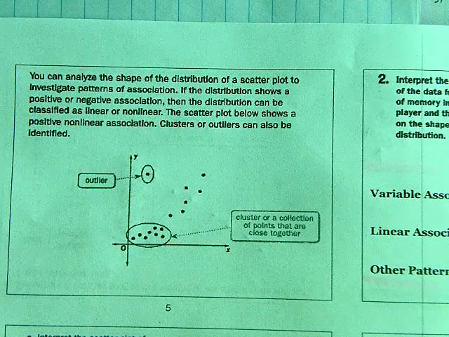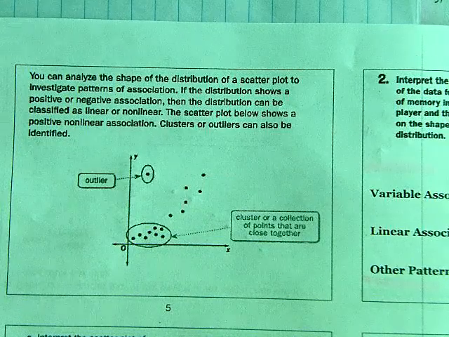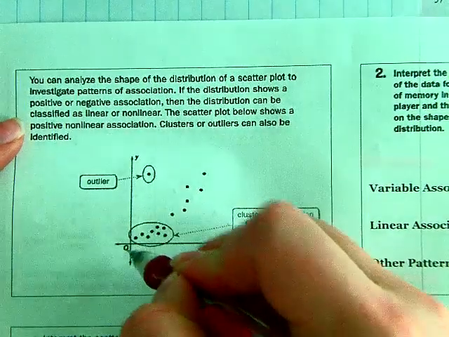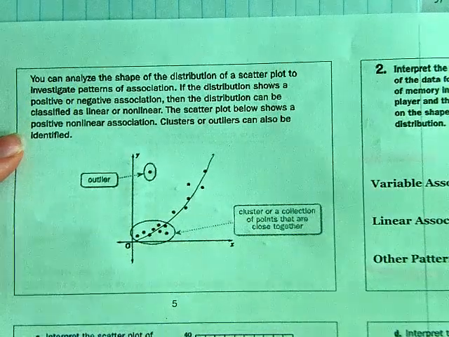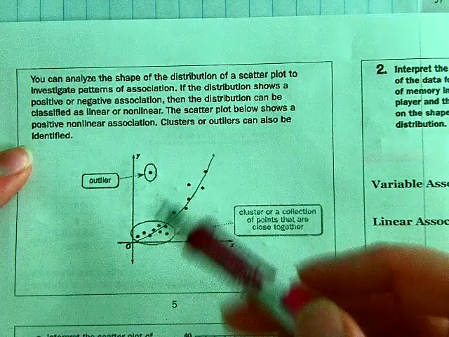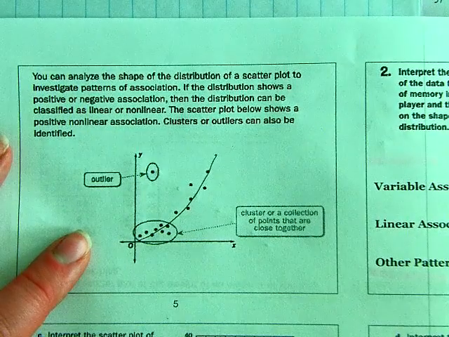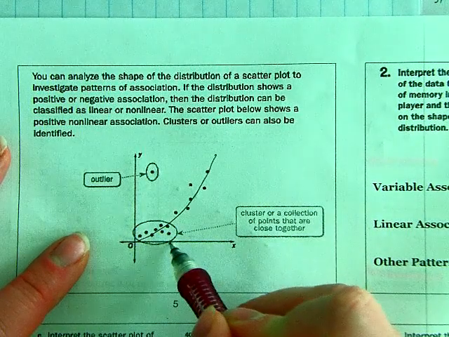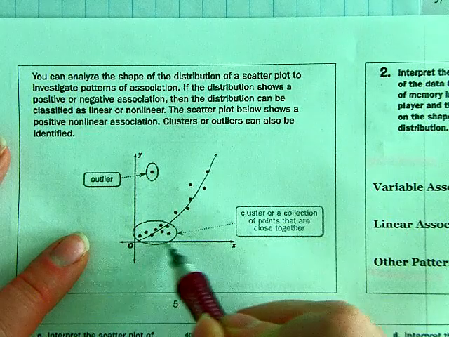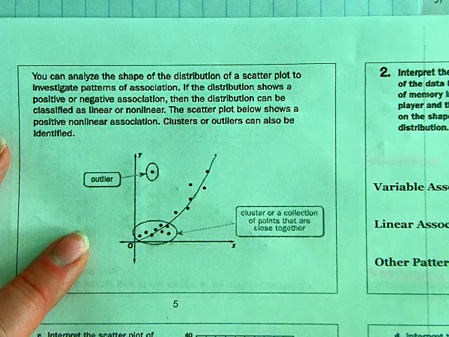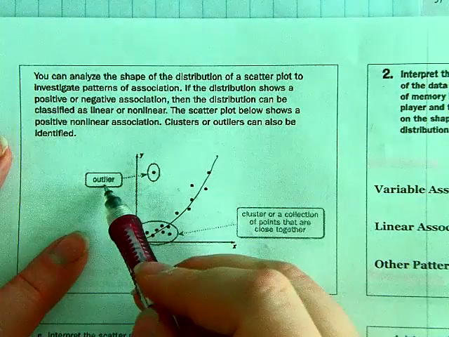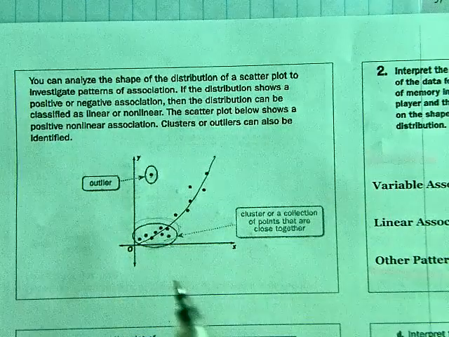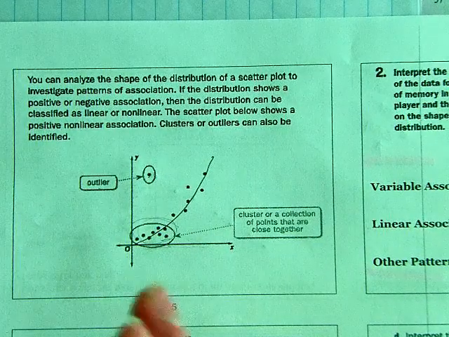The scatter plot below shows a positive linear, the scatter plot below shows a positive nonlinear because it goes up, but it's curving. Clusters or outliers can also be identified. So maybe if this were talking about temperature versus ice cream sales, this would be your hotter temperatures, or these would be your cooler temperatures. Now this doesn't make sense for that, so just scratch what I said. But this has an outlier, which is a dot way off the beaten path, and a lot of things happening at the lower number, so that would be a cluster.